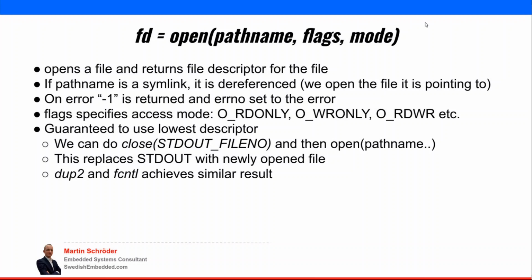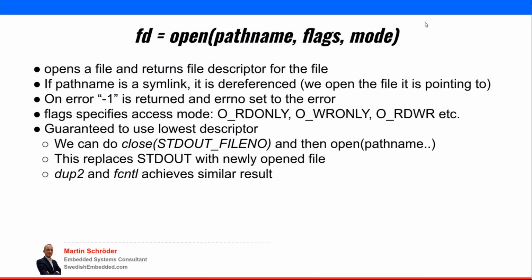If the path name is a symbolic link, symbolic links are supported by all Linux file systems. They're not supported by the old FAT file systems, at least they don't work the same way. But on Linux, a symbolic link is basically a link to a file, and we can open it just like we were opening a file. So from the application point of view, it doesn't really matter if it's a symbolic link.